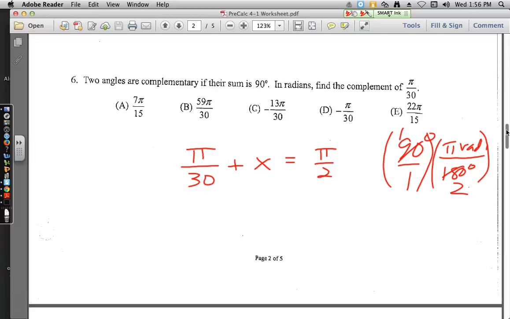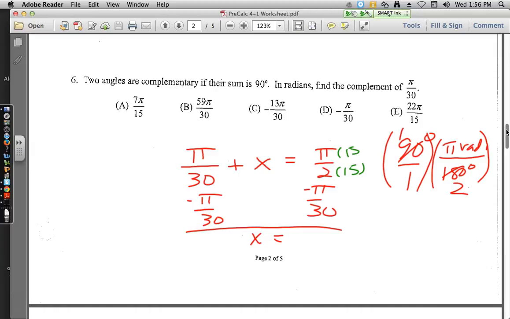And now we're dealing with fractions, so it's up to you how you go from here. I actually just worked this completely with the fractions. I didn't do any multiplying by the LCD or anything like that, because all we really have to do is subtract pi over 30 from both sides. And to do that, we would need common denominators. So we would need to multiply this one by 15 on the top and the bottom, and we would have 15 pi over 30 minus 1 pi over 30, which would be 14 pi over 30, which of course we can reduce because both of those are even numbers, and we get 7 pi over 15, which is answer A.